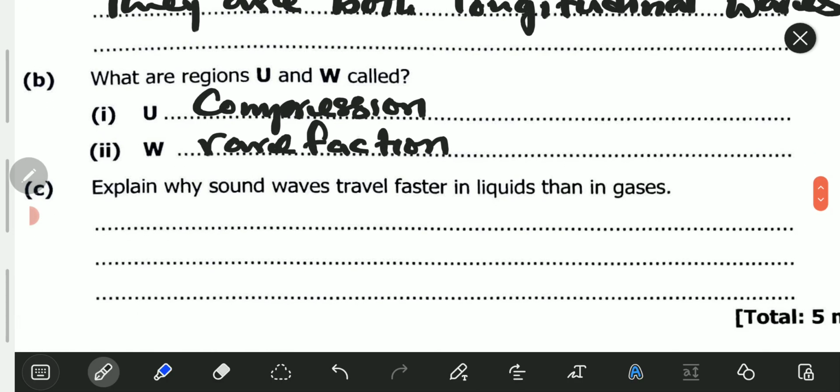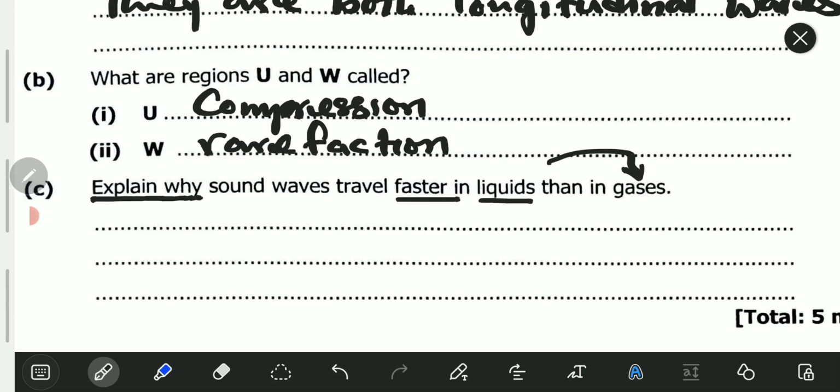All right, we come to C. Explain why sound waves travel faster in liquids than in gases. The key term there is explain why. We need to explain why sound waves travel faster in liquids than in gases.